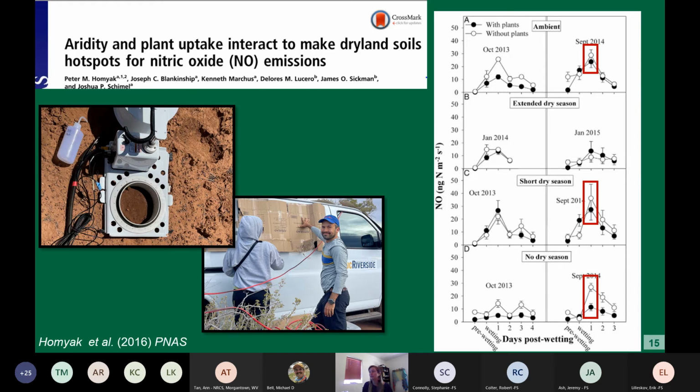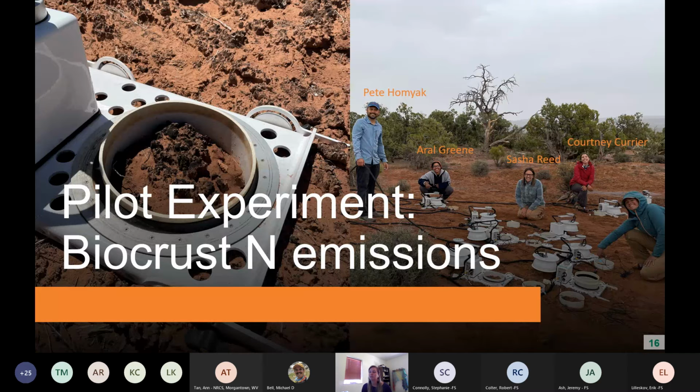That brings in some work that we've just started doing. This is a pilot experiment looking at biocrust nitrogen emissions. It was really fun. We just finished it in May. It was a 5-day experiment, and Pete was collaborating on it. He came out with, you'll see photos in a minute, his really cool van setup that has an N2O and NOx box in it. His graduate student, Errol Green, who is super impressive and great at running these instruments and doing all sorts of amazing fixes when they're not working, came along. My advisor, Sasha Reed, and a graduate student that I'm mentoring, Courtney Courier, who is at Arizona State, came out to be involved as well.